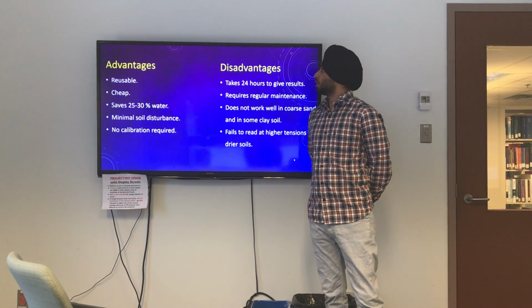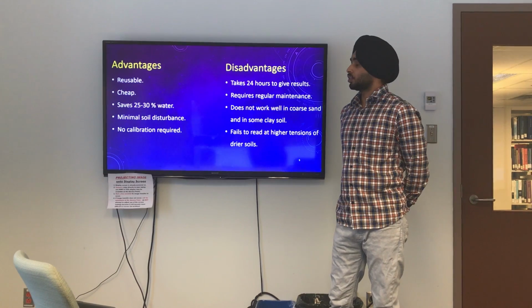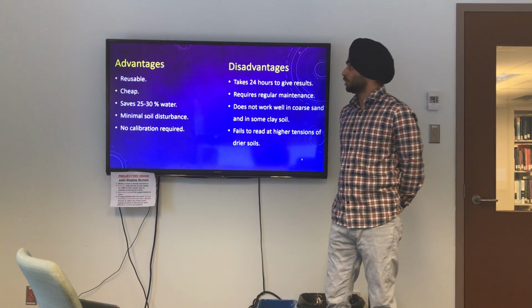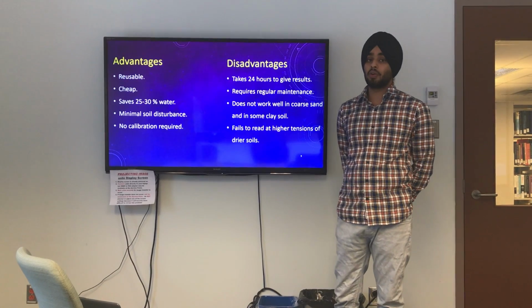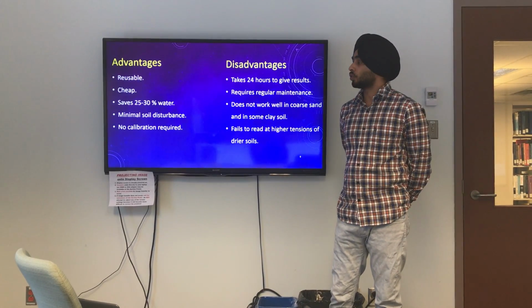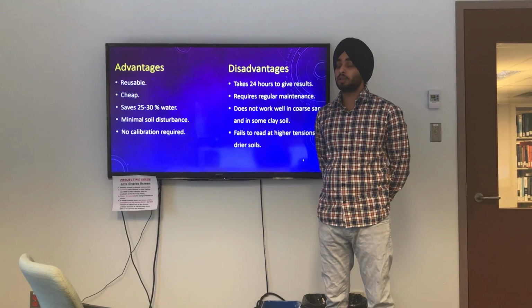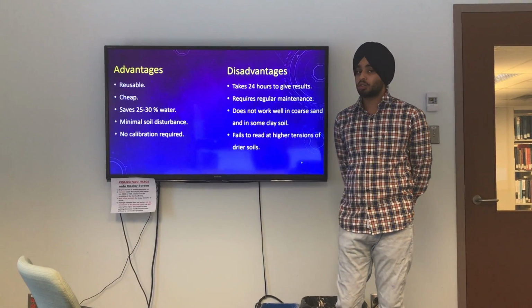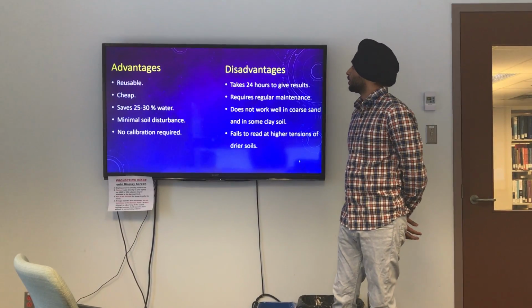So there are different advantages and disadvantages of the tensiometer. First are the advantages: it is readily usable and reusable. It is very cheap compared to the other methods. It saves about 25 to 30% of the water. Also, there are minimal soil disturbances, and there is no calibration required, which is needed in the other methods.